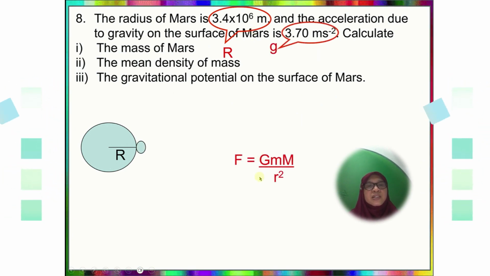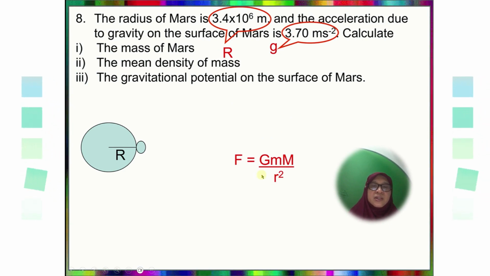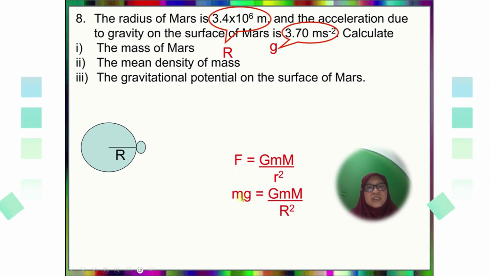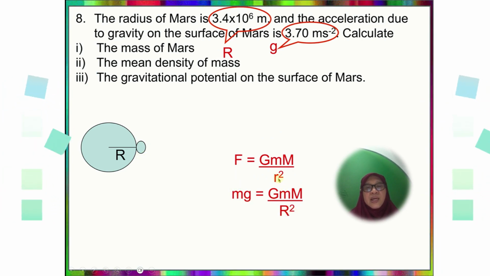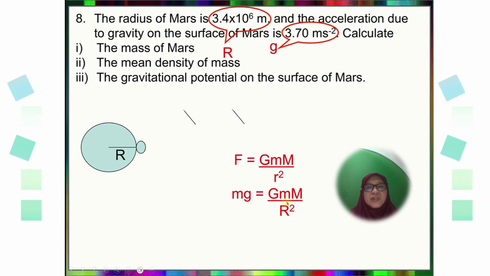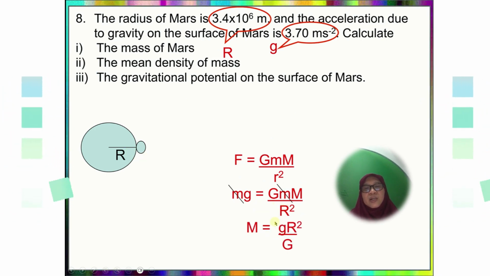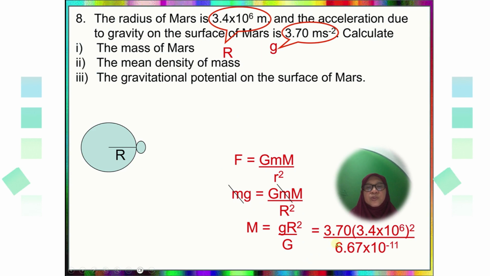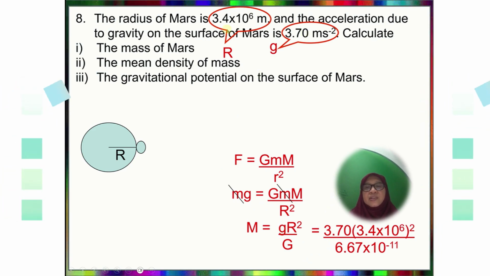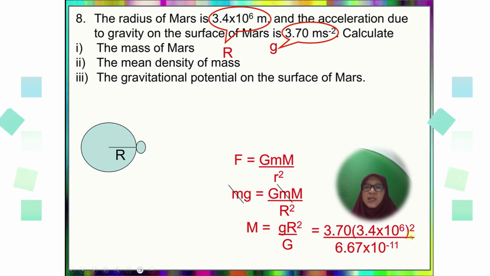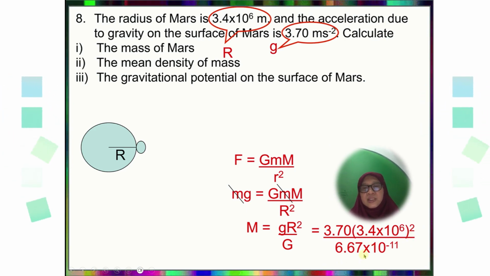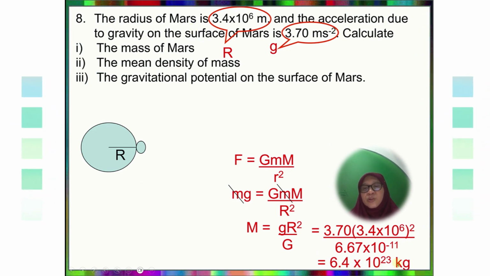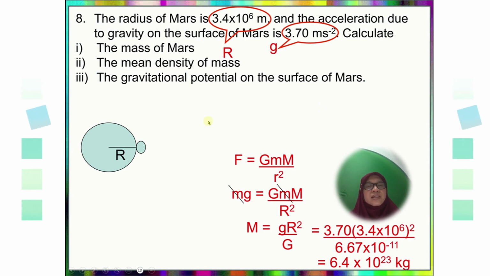So we use gravitational force, which is GMm over r squared, and on the surface, F is mg, which equals GMm over r squared, where r is the radius of the planet. So we cancel the m, and cross multiply, so we get M equals g R squared over G. Okay, so you substitute the g value 3.7, and the radius of Mars 3.4 times 10 to the 6, don't forget the square, and G is the gravitational constant. The answer, the mass, is 6.4 times 10 to the power of 23 kilograms.